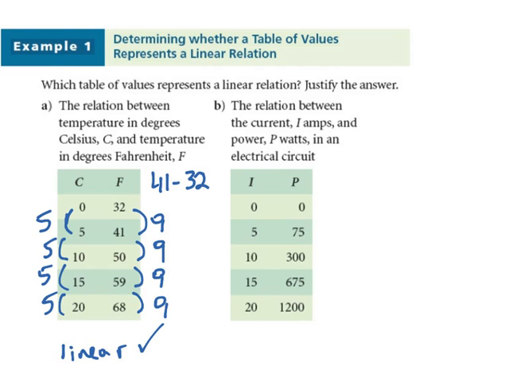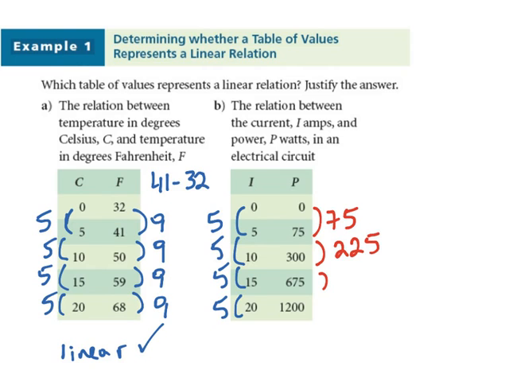The relation between the current I and the power P in an electric circuit is described in the second table. So let's take a look at what's happening. We're increasing the amperage by 5 amps each interval. As long as we have a constant power increase, not necessarily 5, then it will be a linear function. From 0 to 75 is 75. From 75 to 300 is 225. From 300 to 675 is 375.